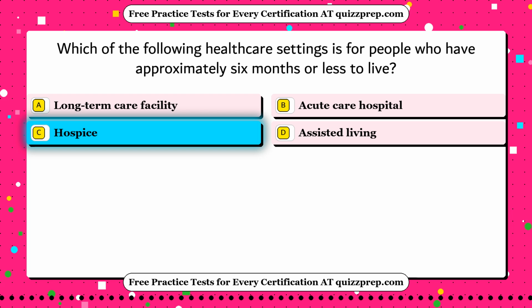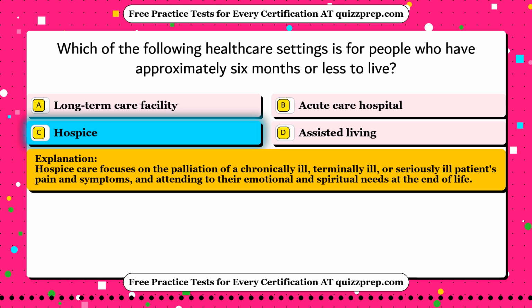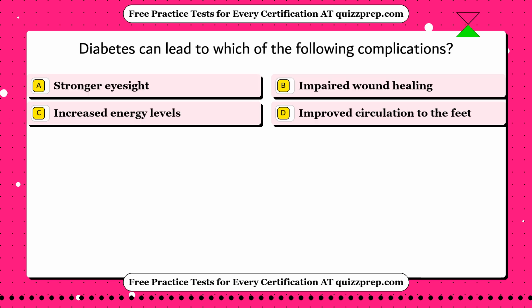The correct answer is option C, hospice. Hospice care focuses on the palliation of a chronically ill, terminally ill, or seriously ill patient's pain and symptoms, and attending to their emotional and spiritual needs at the end of life. Question 11. Diabetes can lead to which of the following complications?